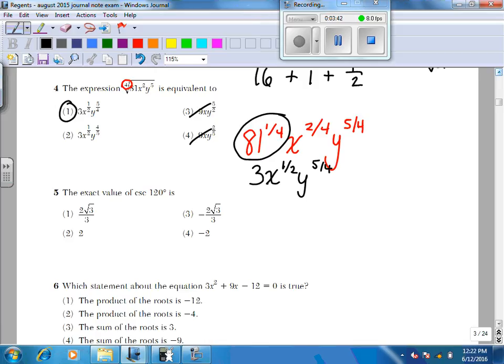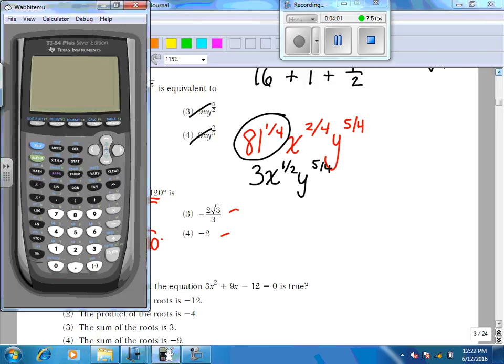Number 5, find the exact value of cosecant 120. Worst case, you could try to do this in your calculator, but you'd have to plug in 1 over sine 120. Make sure you're in degree mode. It's going to give you a random decimal, but you can check that random decimal with all these. I'll show you. So this is not the best way of doing this, but it would work.